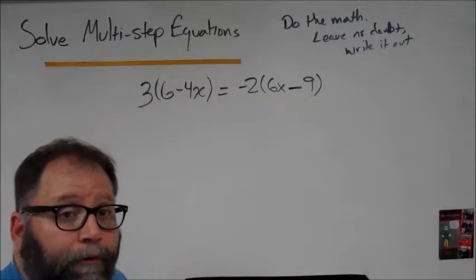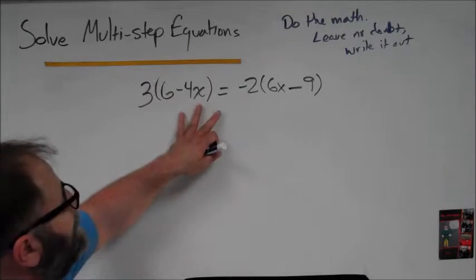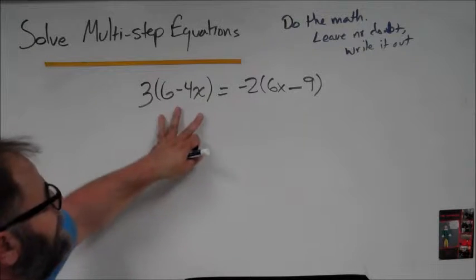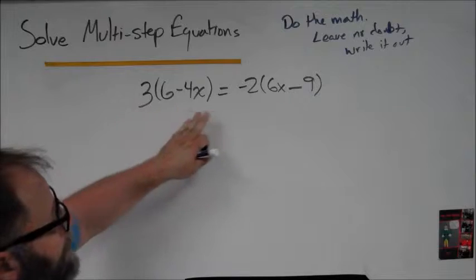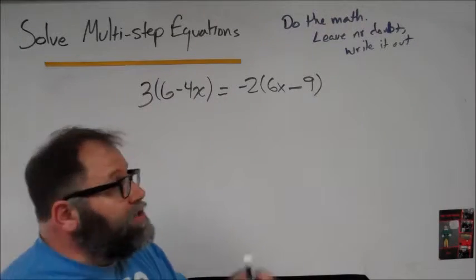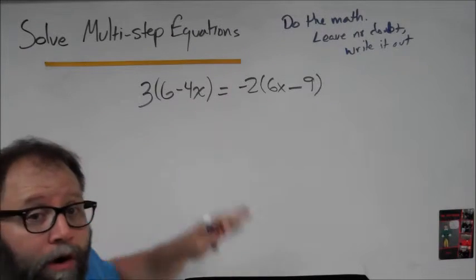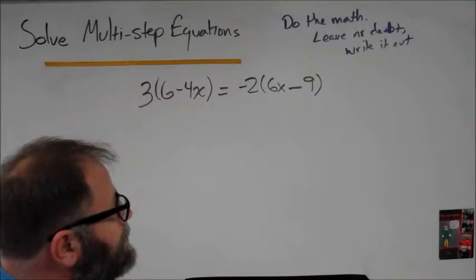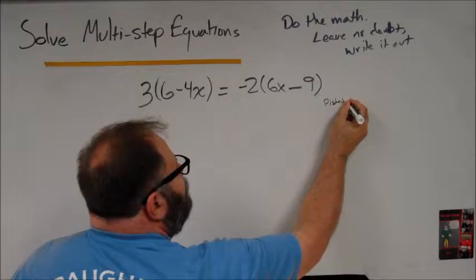Here's our first example for multi-step equations. What we see here is distribution. Don't forget, distribution is saying 3 of that quantity, negative 2 of that quantity, which means there's negative 2 times that negative 9. There's 3 times that negative 4. We need to distribute first. So let me just write a little word right here: Distribute.